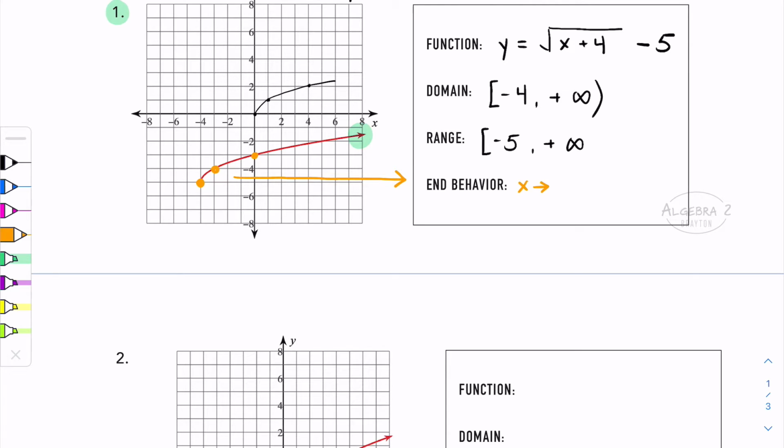So the only end behavior that we can write is as x approaches positive infinity, that's moving this way, this end of the graph is facing up or heading up. Of course, it's going very slow, but it is still facing up. So the function is infinity.